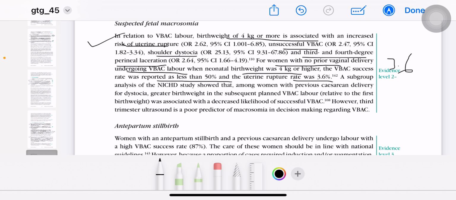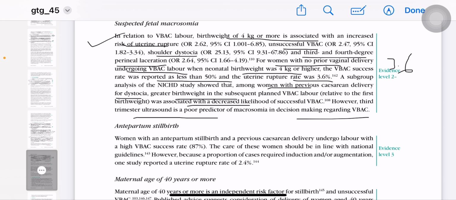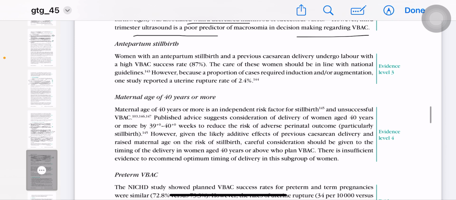The study analyzed that women with a previous cesarean delivery for dystocia, greater birth weight, and subsequent planned VBAC labor was associated with decreased likelihood of successful VBAC. However, third trimester ultrasound is a poor predictor of macrosomia in decision making regarding VBAC. So the better option, with a high birth weight of more than 4 kg, because the risk of rupture is 3.6%, is to proceed toward cesarean section.